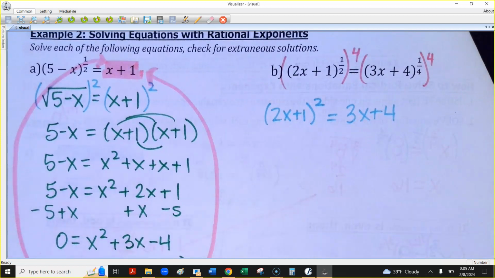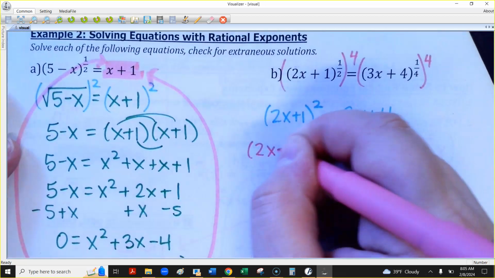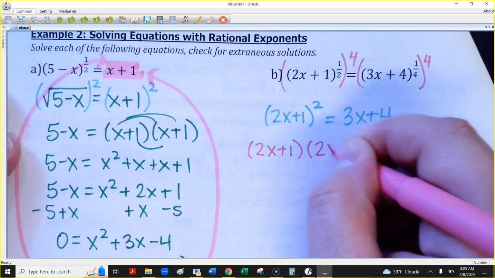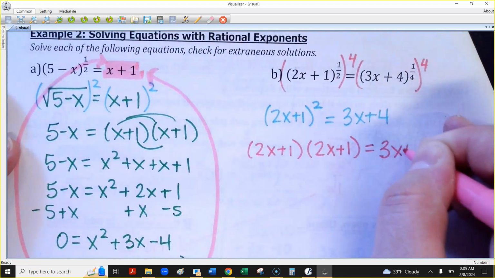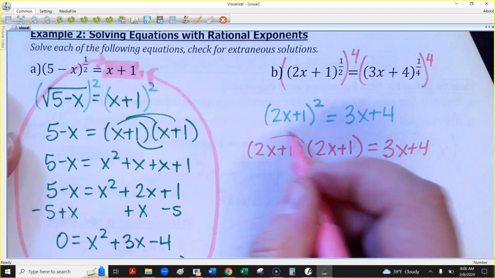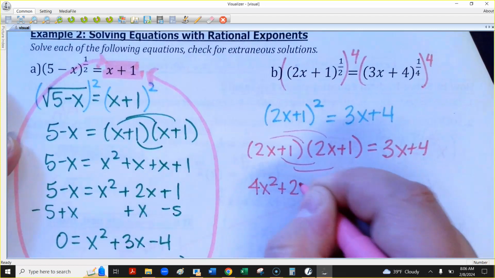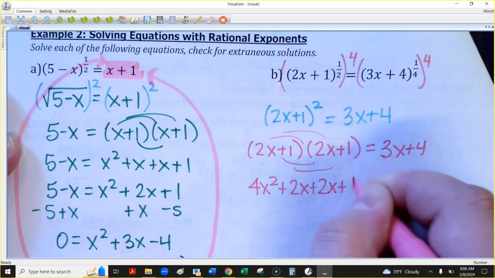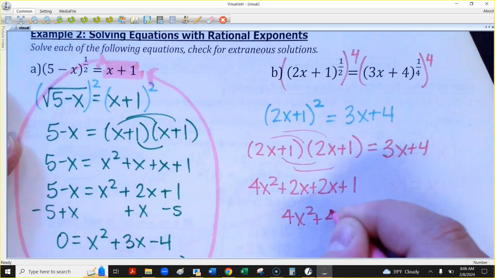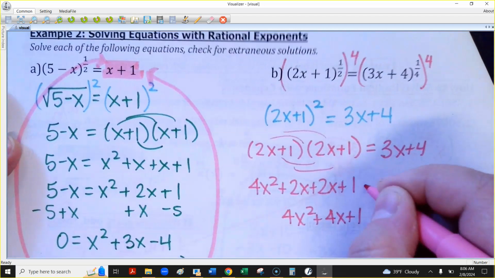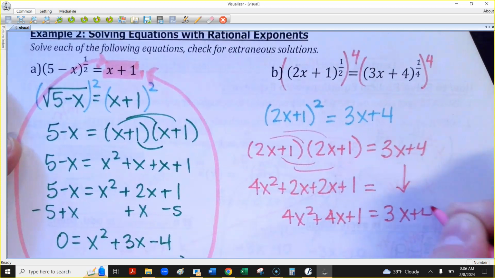Anytime you have adding or subtracting inside those parentheses, you have to do a little FOIL, or if you like the box better, do that. I'm just going to do a little FOIL on this question. So we're going to get 4x squared plus 2x plus 2x plus 1. I'm just going to combine my like terms here. So I got 4x squared plus 4x plus 1. And I'm just going to bring down that 3x plus 4.